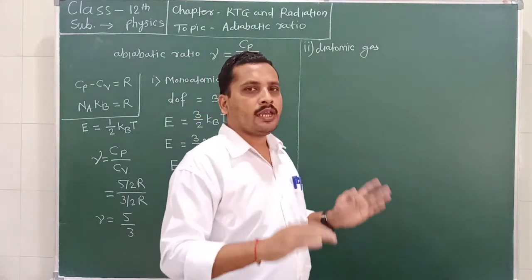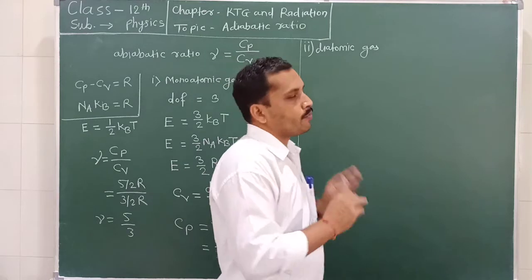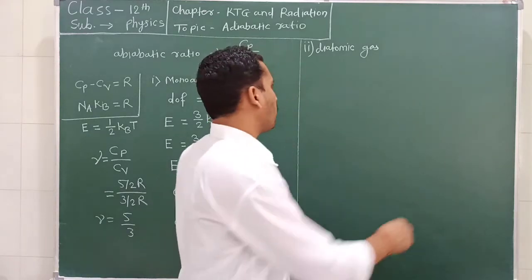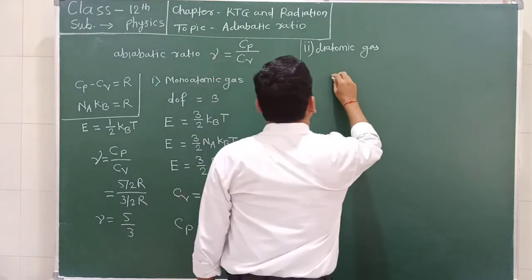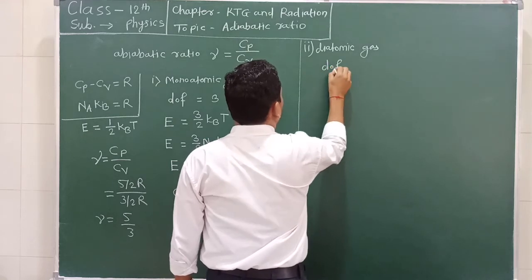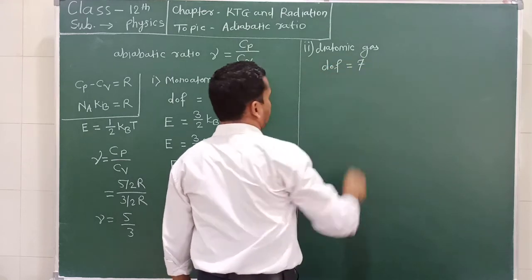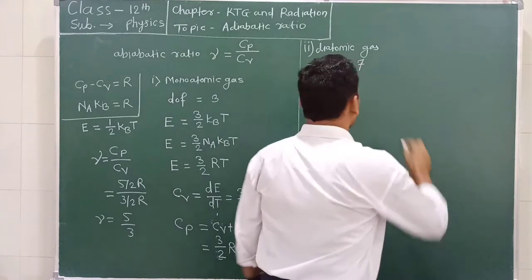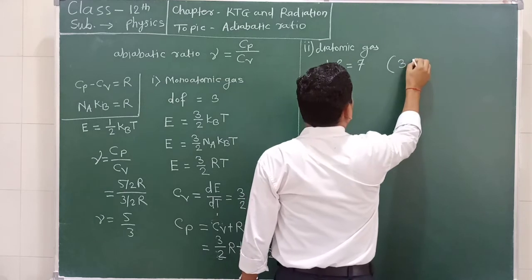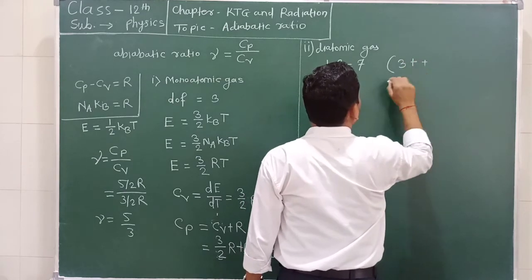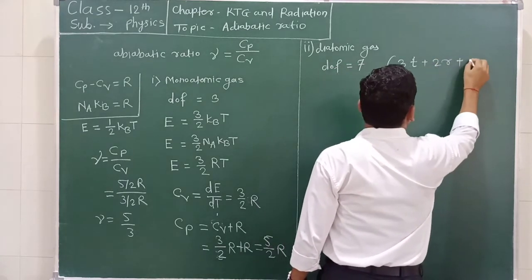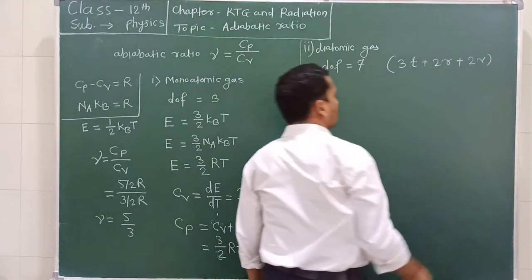So in total, how many degrees of freedom in the case of diatomic gas? There are 7 degrees of freedom. So we can write here, degrees of freedom is equal to 7. How can this 7 be broken down? It is 3 translational plus 2 rotational plus 2 vibrational, total equal to 7.